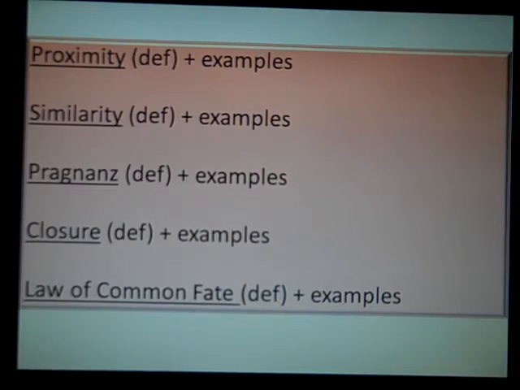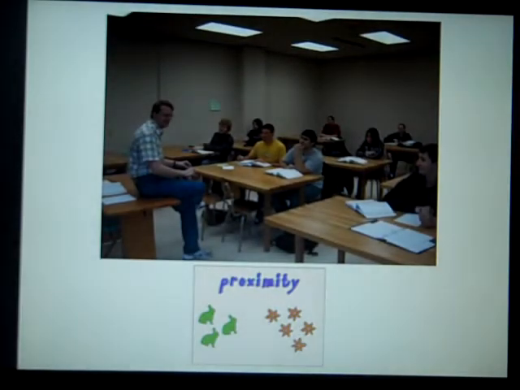Okay? By definition, proximity simply means that units or things that are close together in physical space tend to be viewed as one thing. Again, units or objects that are close together in physical space tend to be viewed as one thing or one object. That's proximity. So proximal literally means close. So, okay, let's do an example of that.